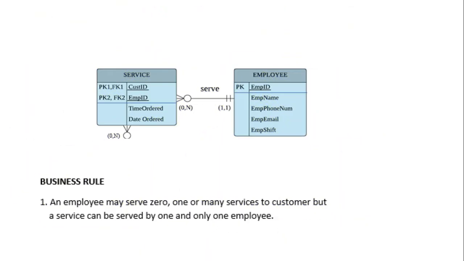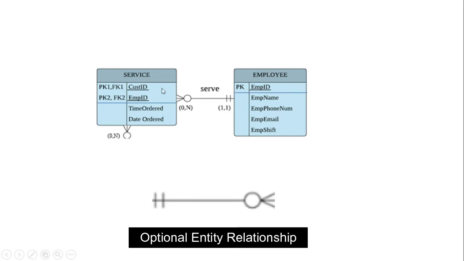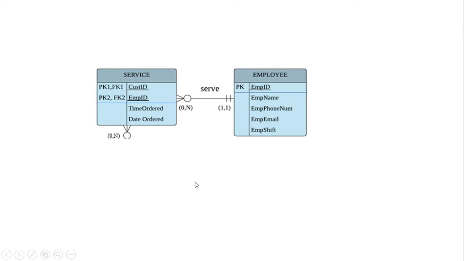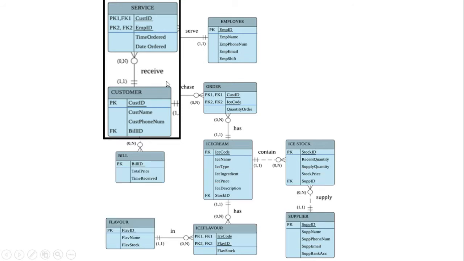Let's go to the first business rule. An employee may serve 0, 1 or many services to customers, but a service can be served by one and only one employee. This relationship is an optional entities relationship that connects the employee table and the service table. Secondly, a customer may receive 0, 1 or more services, but a service may be received by one and only one customer. This is also an optional entities relationship.